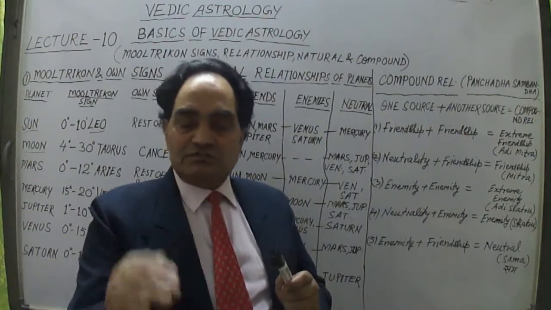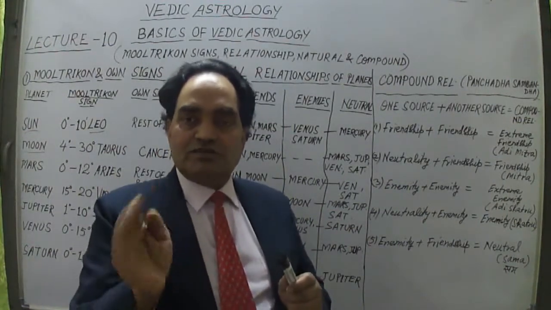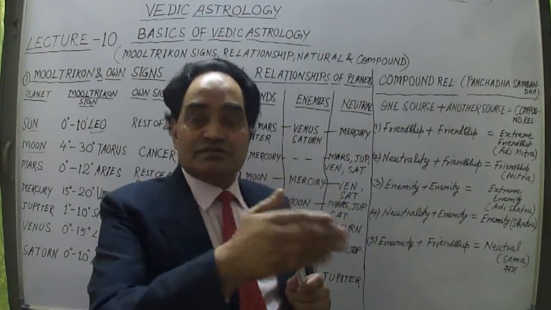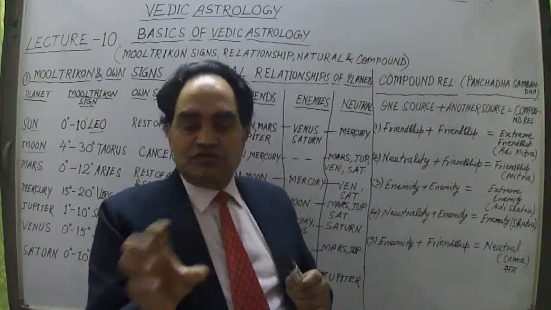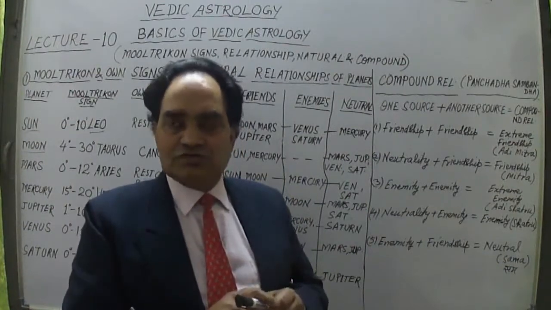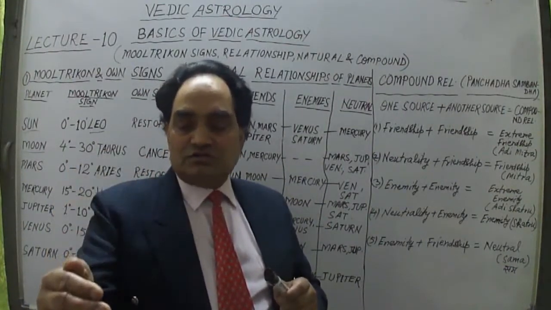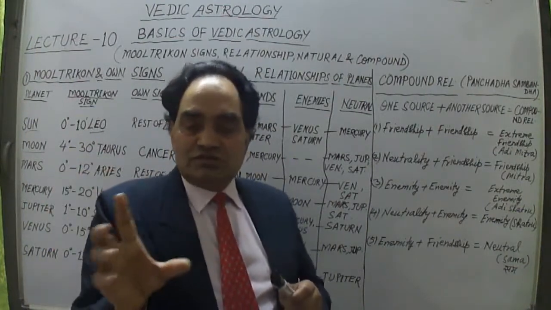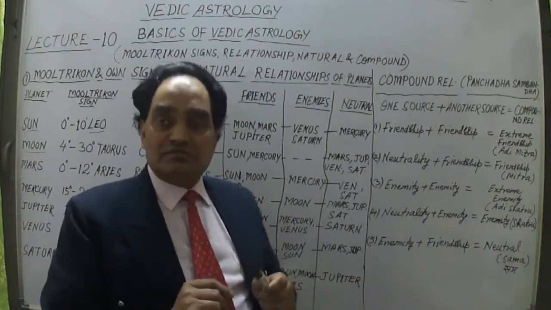The 4th aspect means it will aspect the 4th house, it will aspect the 7th house, it will aspect the 8th house. So 4, 7, 8. These are the 3 aspects of Mars upon the houses. So Mars, Jupiter, and Saturn, these 3 planets have 3 aspects. Okay, these are known as external planets.